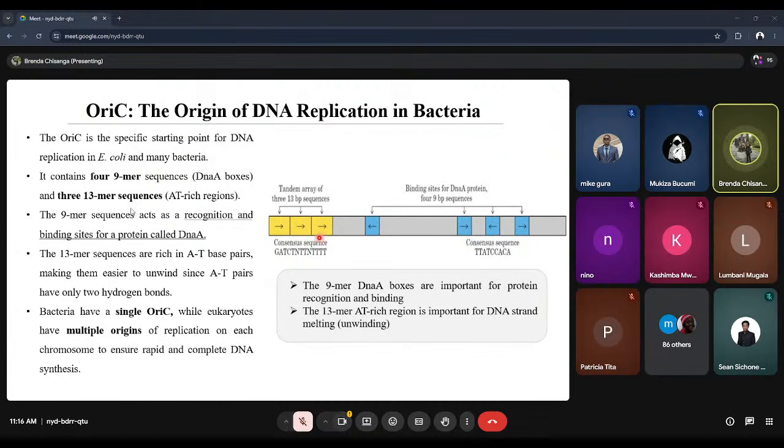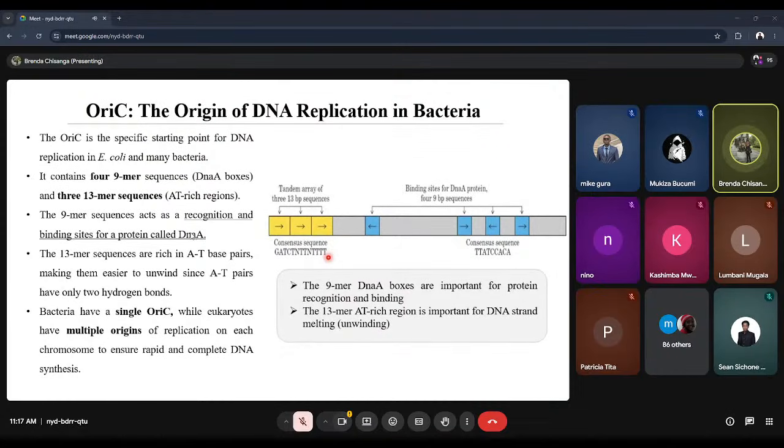This other region here is referred to as a 13-mer. You can see it says 13 BP. BP means base pairs. The tandem array of 3 13-BP sequences. There are 3 of them. You can think of them as yellow boxes. And each one of those yellow boxes has 13 base pairs. Each one of these is referred to as a base pair, because remember, DNA is double-stranded. But I don't want to confuse you.